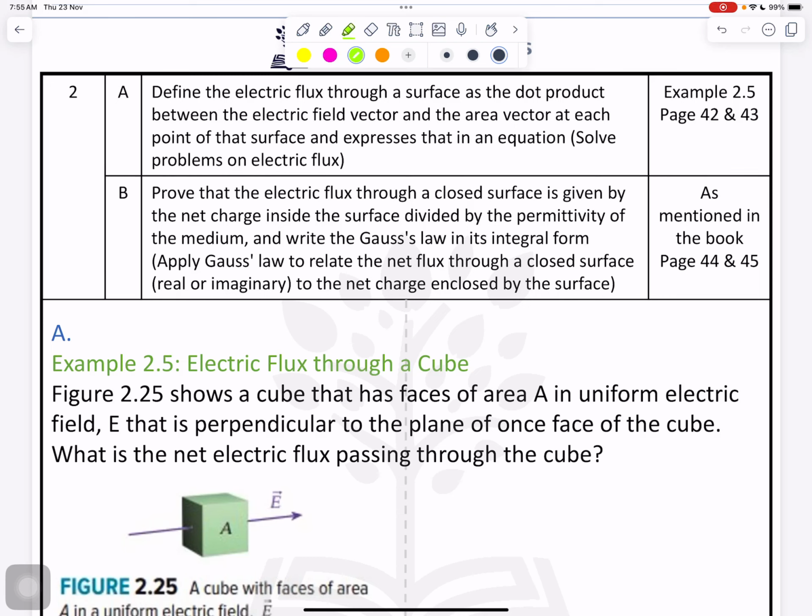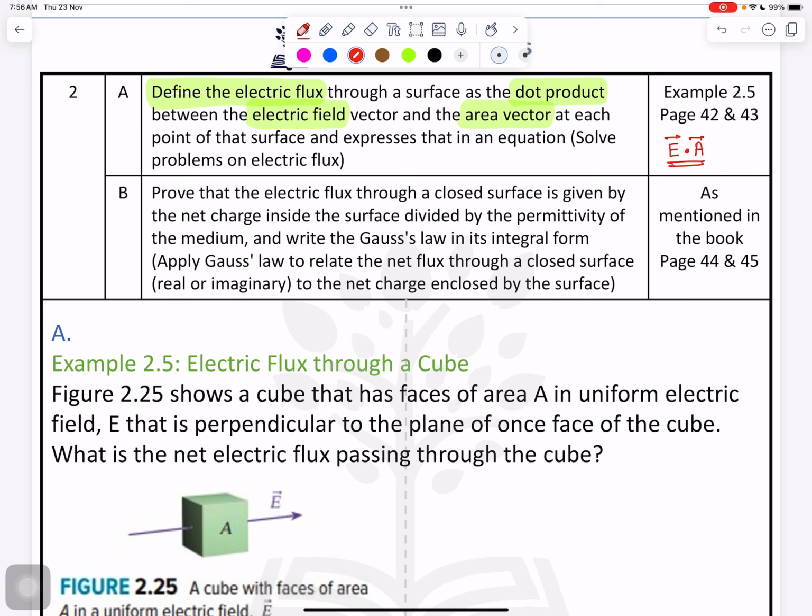In this video, this is your question number 2 for the EOT. We are going to learn about electric flux. Define the electric flux. This should be the first part. We need to define it as a dot product between the vectors electric field and area, at each point of the surface, and express it in an equation. This is your equation for the flux.